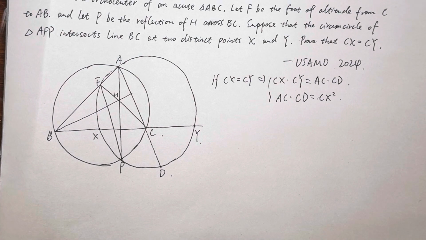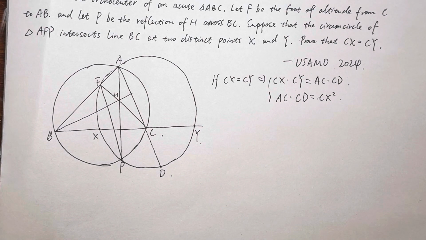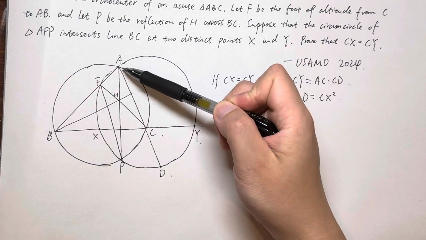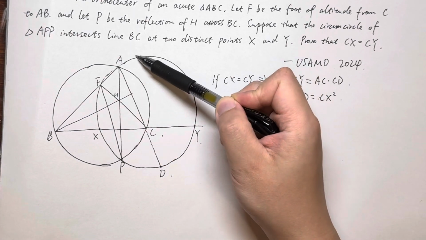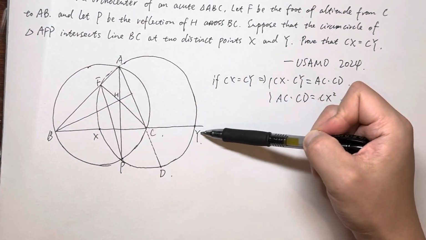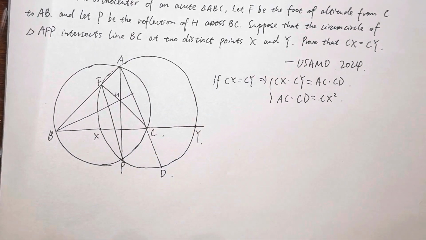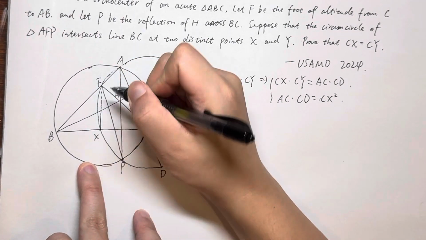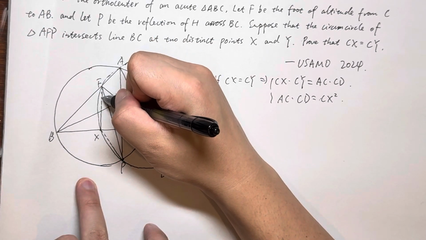Now we can think of another way. How did we find this point X and this point Y? This point X is the intersection point of the circle AFP and line BC, which means AFXP are cyclic. Of course, it sounds like a redundant statement, but we are trying to solve the problem, right?